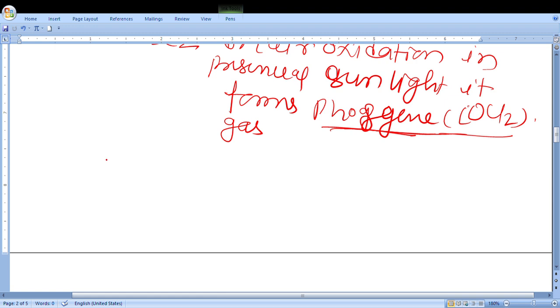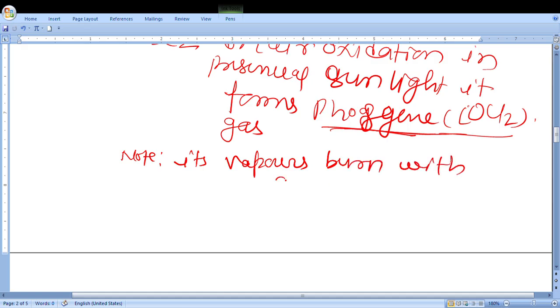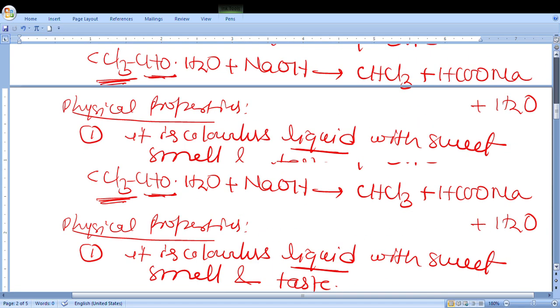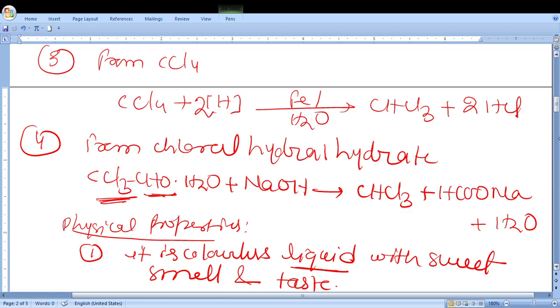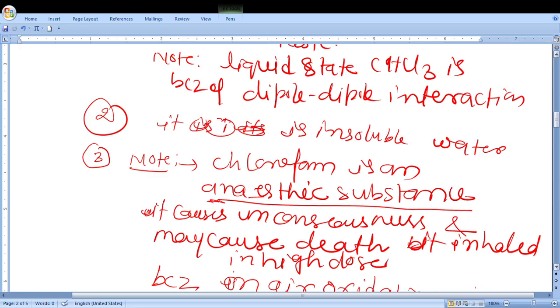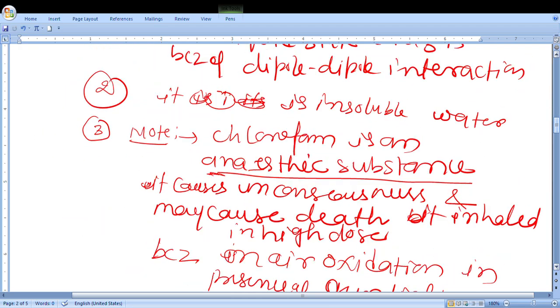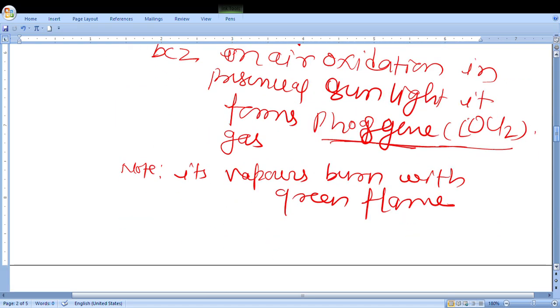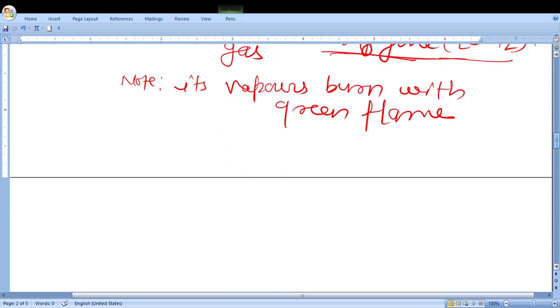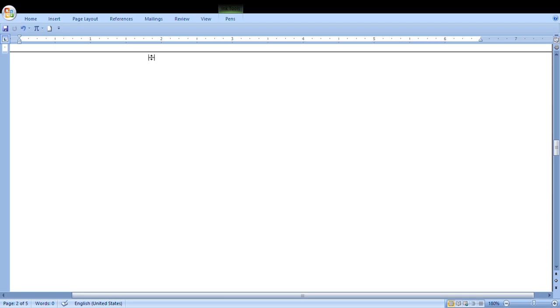Now, next point, its vapors burn with green flame. So these 2 points are very important for chloroform in physical property, that it causes unconsciousness and a high dose of it can cause death because of phosgene gas. And this one, vapors of chloroform burn with green flame.